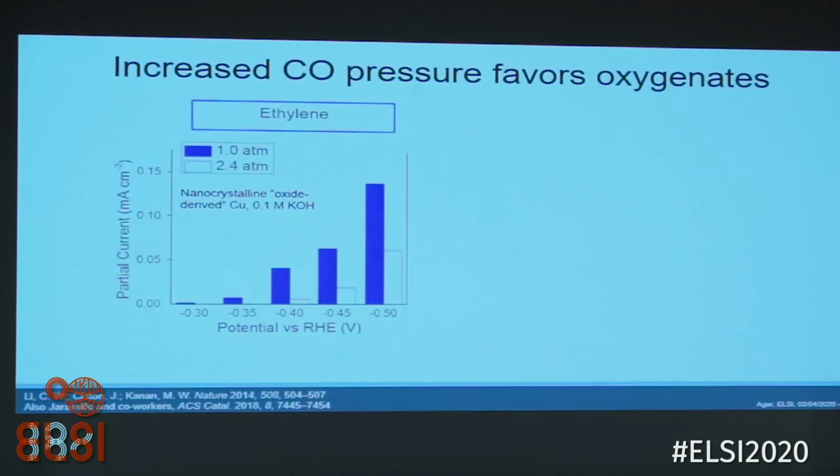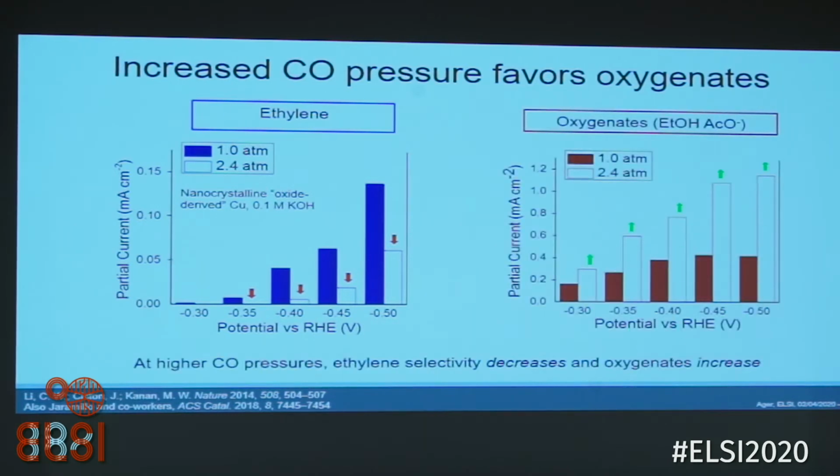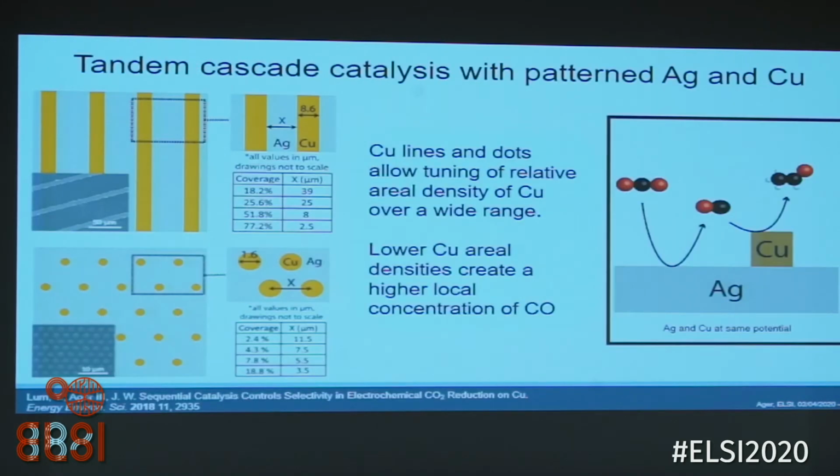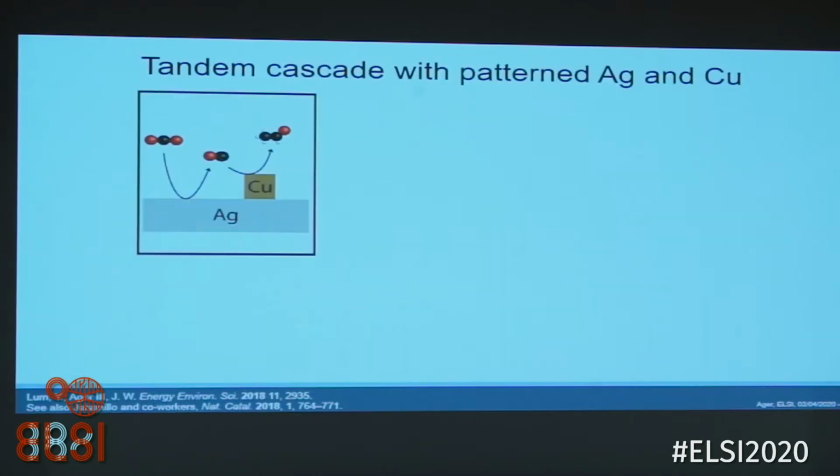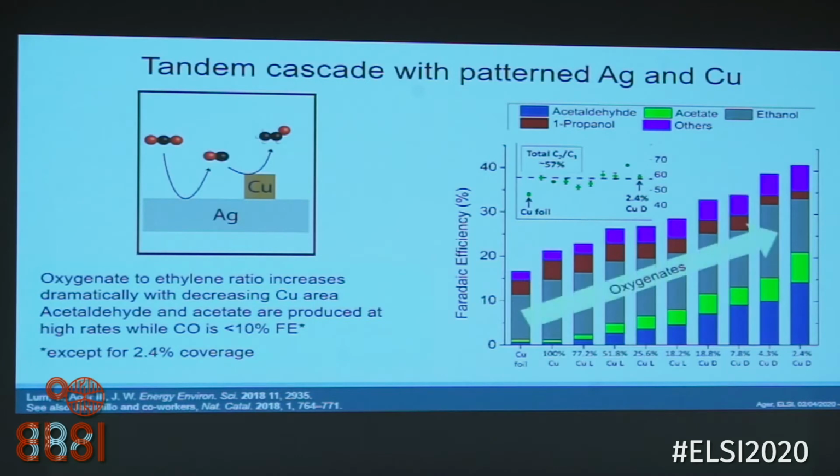And it turns out this was known from work done previously at Stanford for running at high pressure: ethylene suppression, and oxygenate, ethanol and acetate enhancement. We actually pushed this by making another structure with copper lines on a bulk silver substrate. Now they're at the same potential. We can't independently control them, but we can make different sorts of patterns and cover a very wide range of silver to copper ratios. And in this case, we see a massive increase in the oxygenates as we decrease the area of the copper.